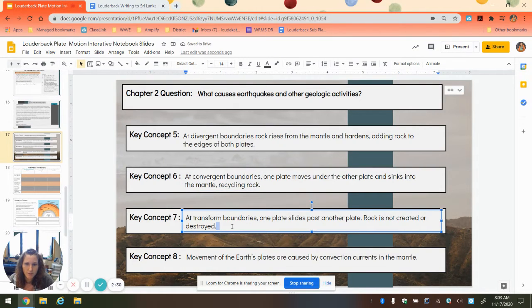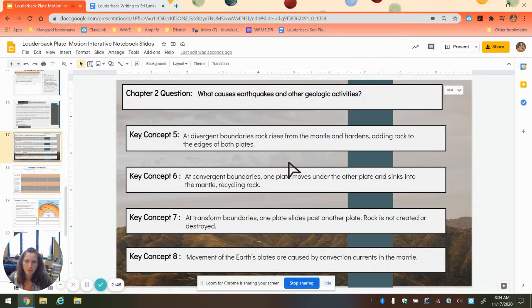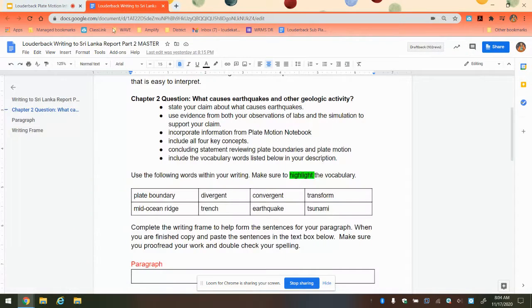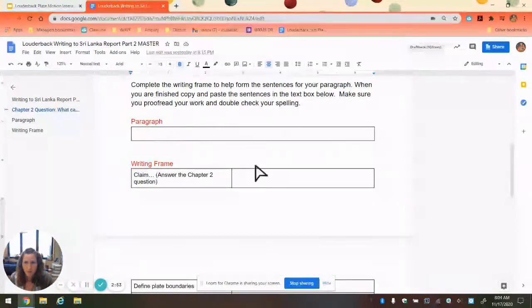Key concept 7, at transform boundaries, one plate slides past another, rock is not created or destroyed. And then key concept 8, movement of the Earth's plates are caused by convection currents in the mantle. So we're going to make sure we incorporate all 4 of these key concepts. These are things that we have mastered and learned in this Chapter 2 here.